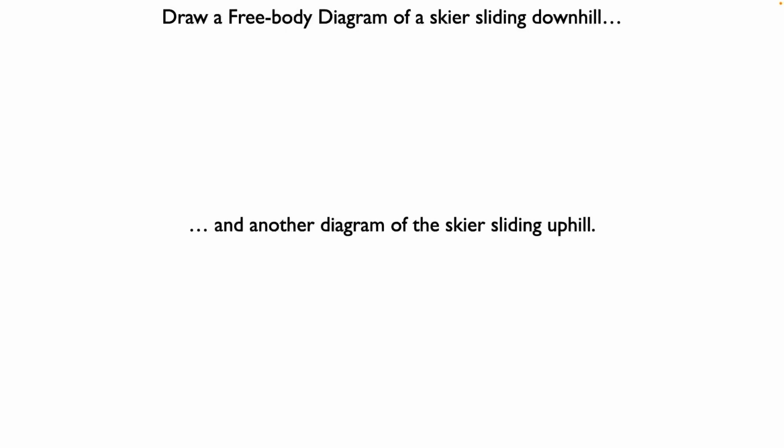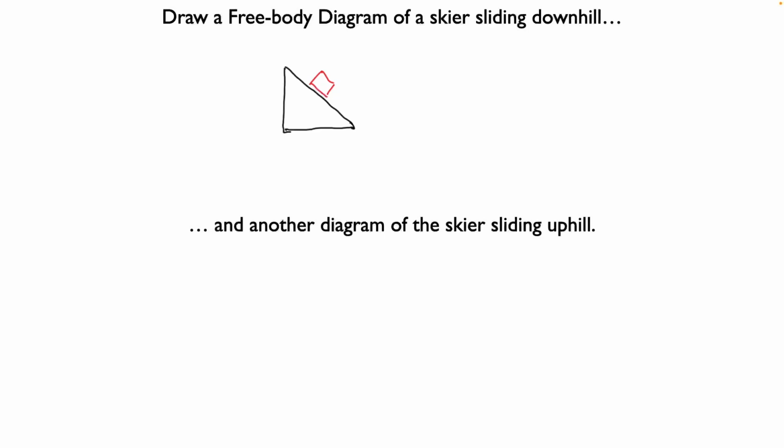One of the things that you need to know is that a hill in physics is always a triangle until we get to chapter 8. So hills don't change their shape or anything like that. They are triangles. And so a skier on a hill is going to be tilted a little bit.